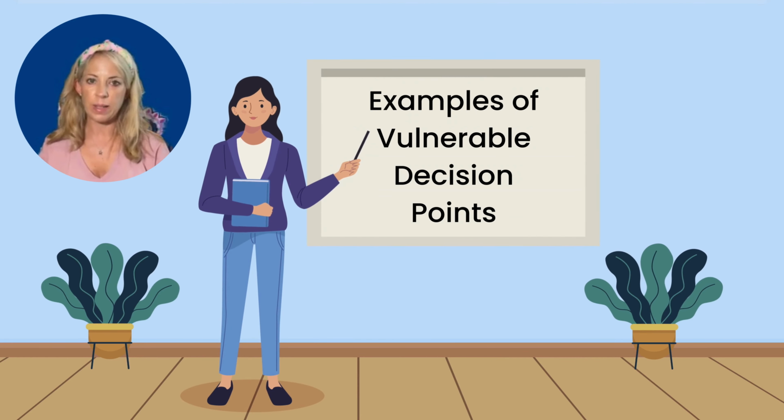The goal is to reduce the number of biased or inequitable disciplinary actions and to foster a more positive and supportive educational environment where students are exposed to consistent and predictable decision making. Let's look at some examples of VDPs.